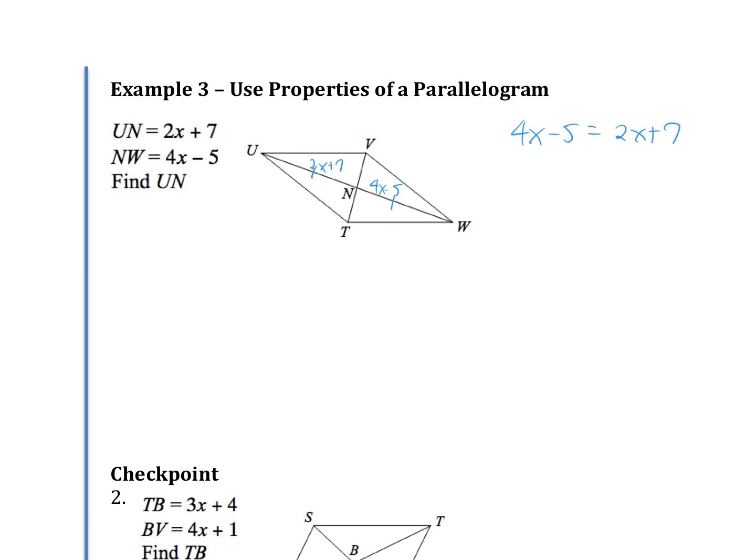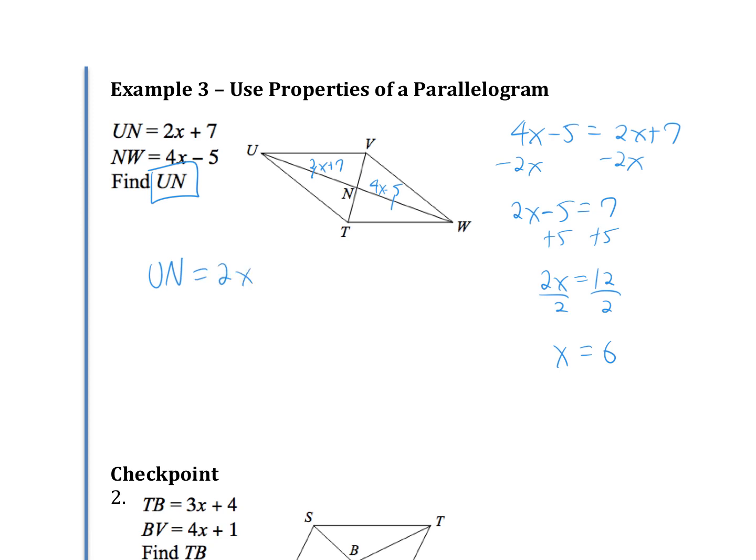So we subtract 2x from both sides. We get 2x minus 5 equals 7. Add 5. 2x equals 12. Divide by 2. X equals 6. Are we done? We are not. We're looking for UN. Well, UN is 2x plus 7, right? So we're going to plug in 6 for x. 2 times 6 is 12, and 12 plus 7 equals 19. So UN equals 19.